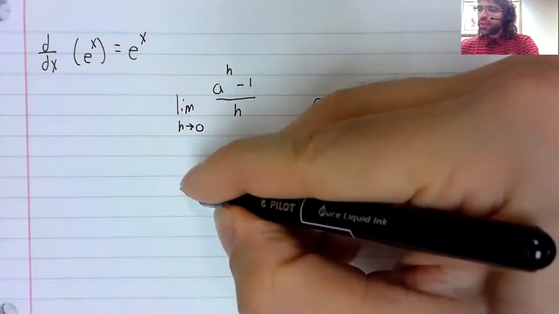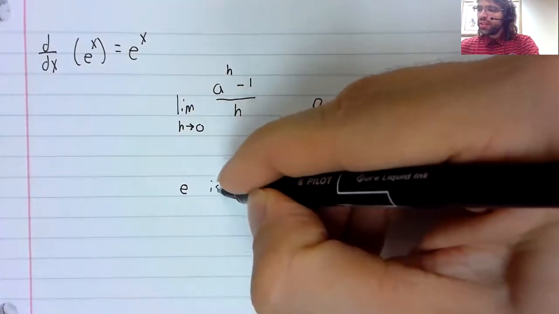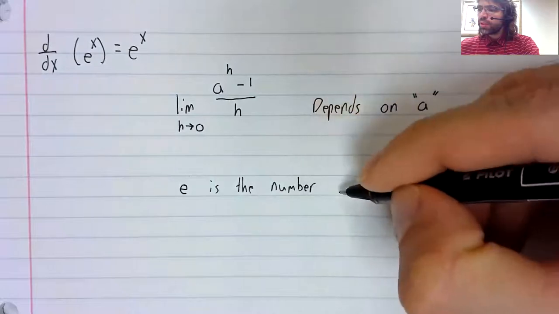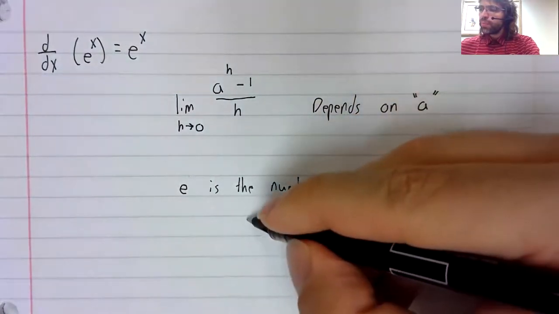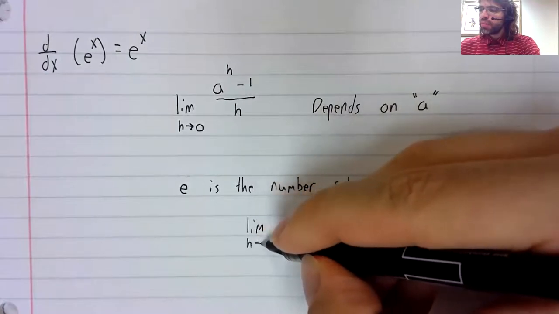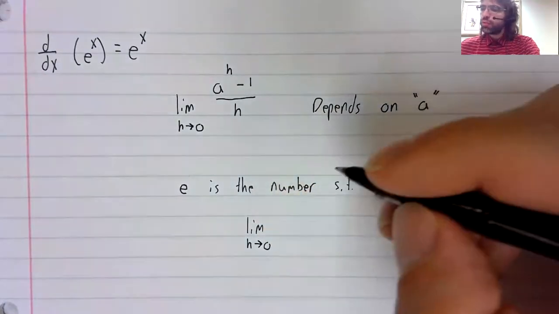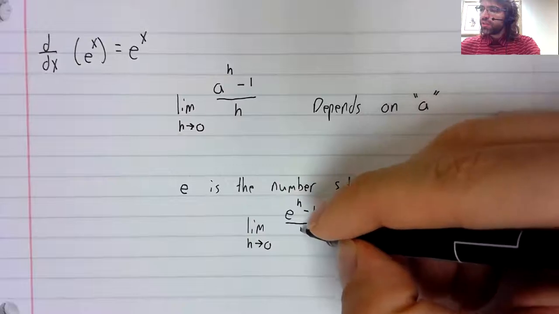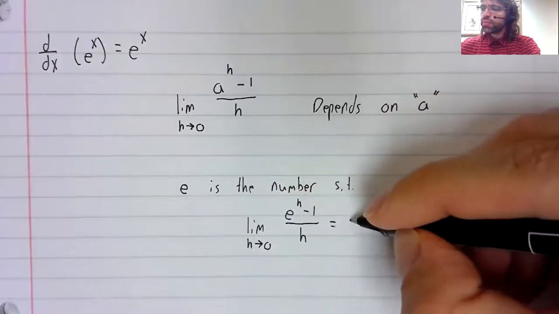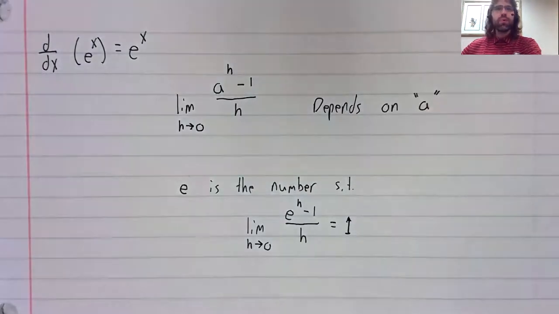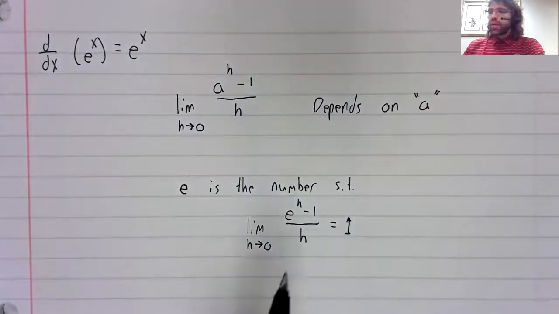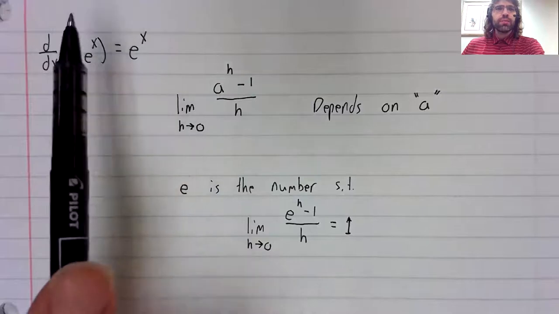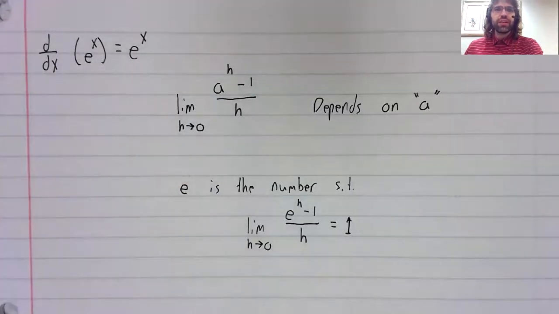By definition, e is the number such that the limit as h approaches 0 of e to the h minus 1 divided by h equals 1. And how does this definition of Euler's number give us this derivative?